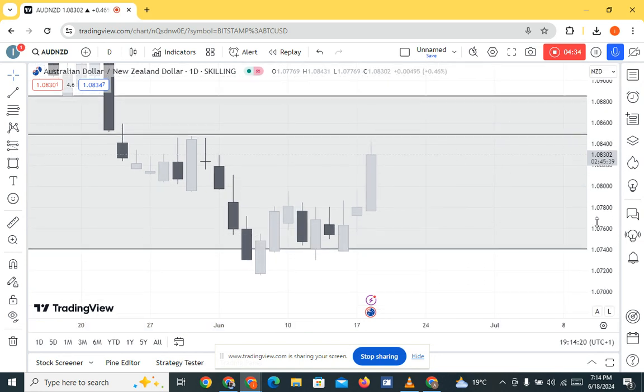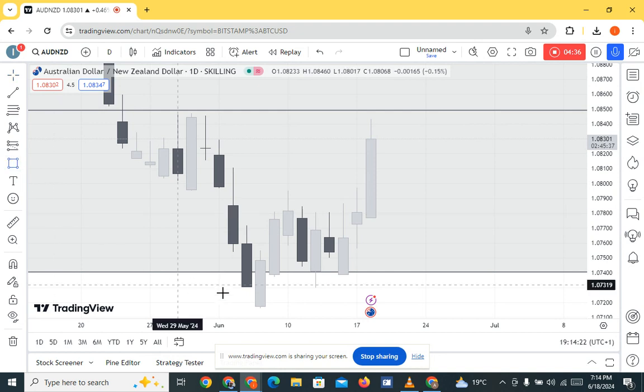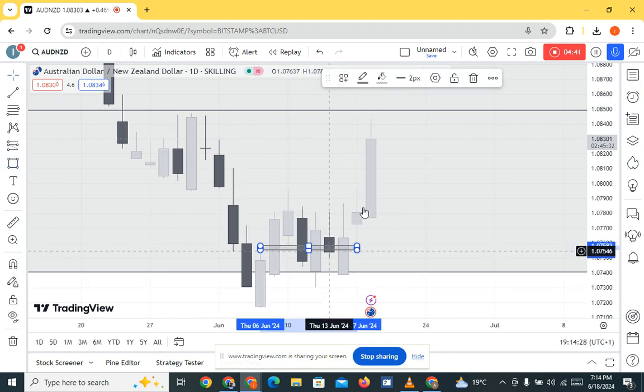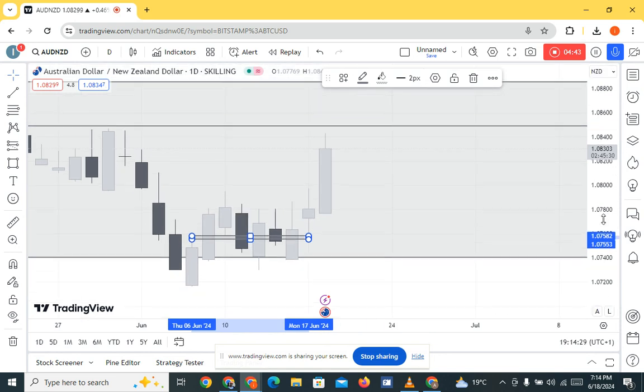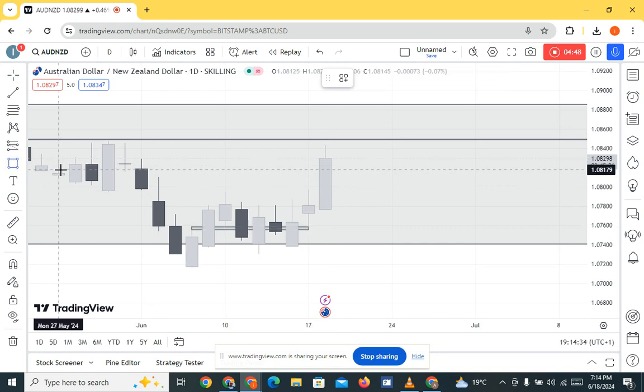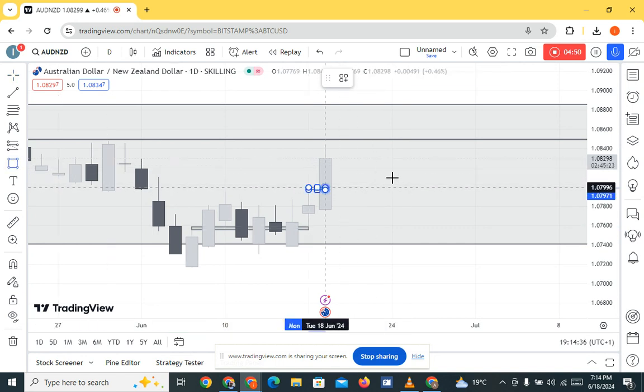Right now we are not seeing anything, but we did have this fair value gap pushing higher, and we also have this expansion phase candle right here. This is most likely to push price.